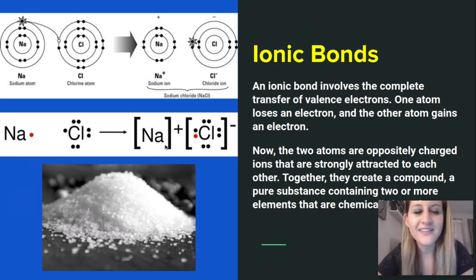And now look at that. They're both stable. Now you'll notice there's a plus sign next to sodium and a negative sign next to chlorine. That's because they're ions. Because sodium gave up an electron, it is now more positive than it normally would be. And since chlorine gained an electron, it's now more negative than it normally would be. And together, sodium and chlorine are sodium chloride. That would be a compound of table salt.